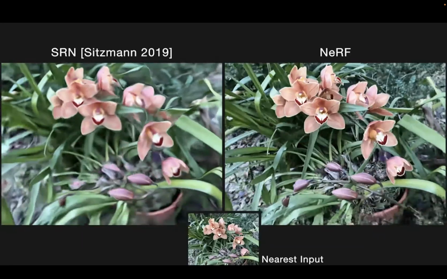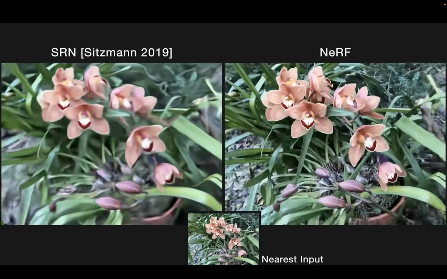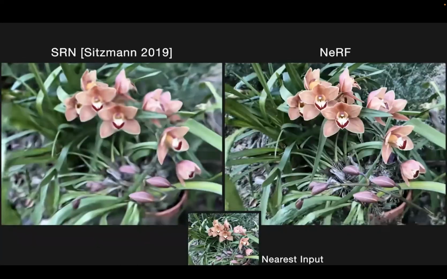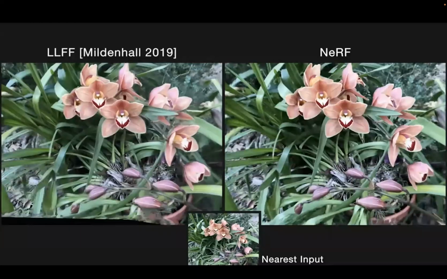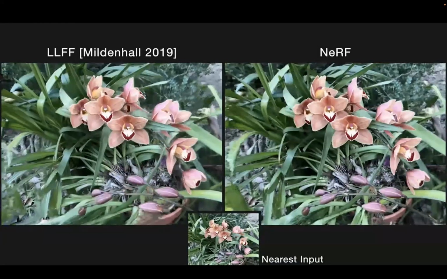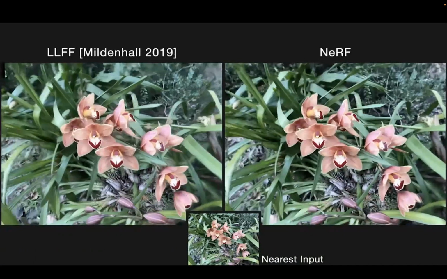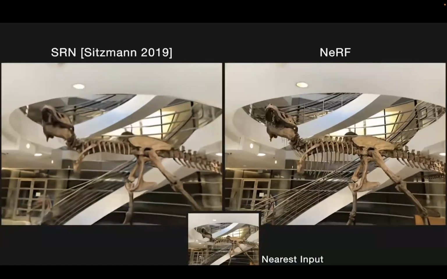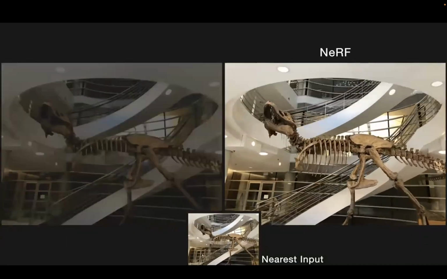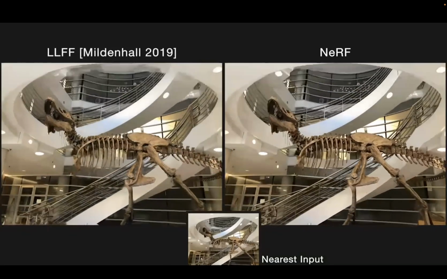SRN uses a recurrent network to ray march through encoded scenes, resulting in an inconsistent appearance between rendered views. LLFF blends between multiple renderings with different limited fields of view, resulting in flickering artifacts along image borders. Here, only our method can represent fine details with complex occlusion effects, such as the ribs in this fossilized T-Rex skeleton.